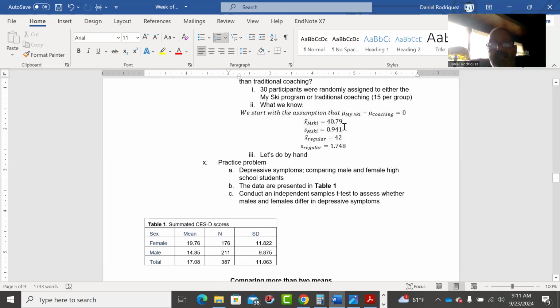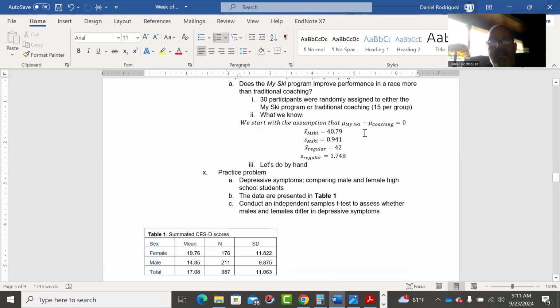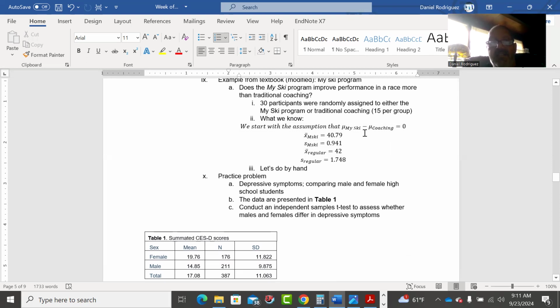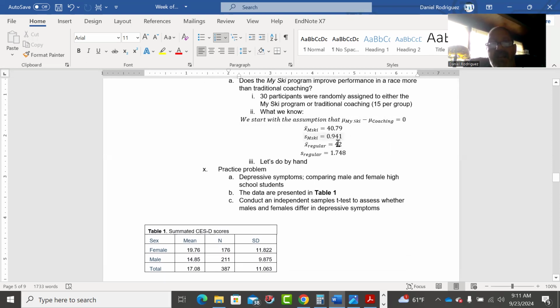And so we have data. The my ski group completed this course, probably a giant slalom course or something like that. Yeah, racing, 40.79 seconds with a standard deviation of 0.941 seconds. And the regular group was a little slower, 42 seconds with a standard deviation of 1.748.